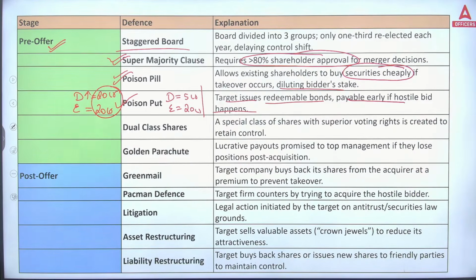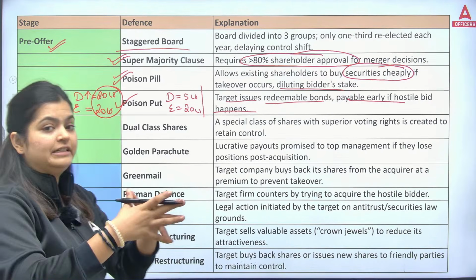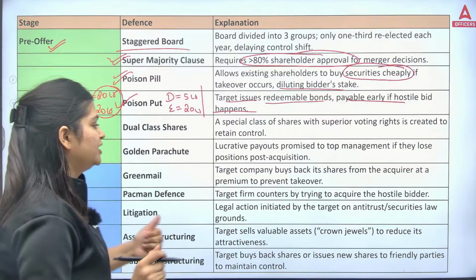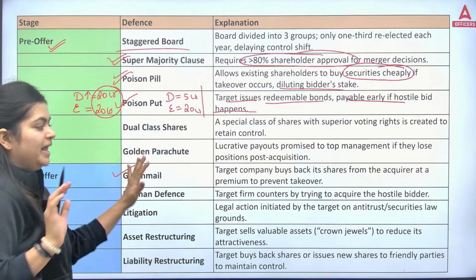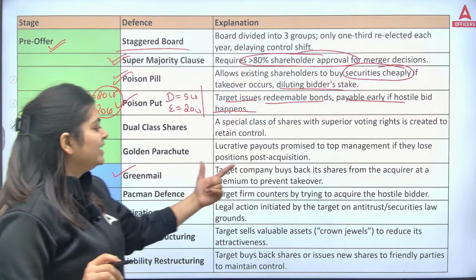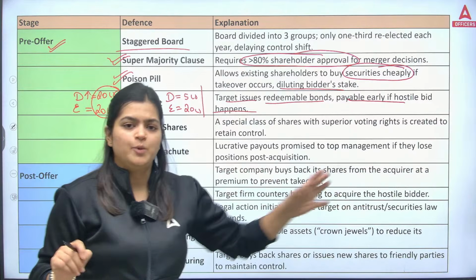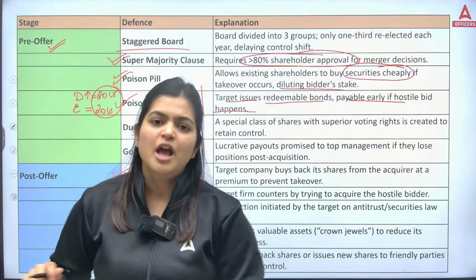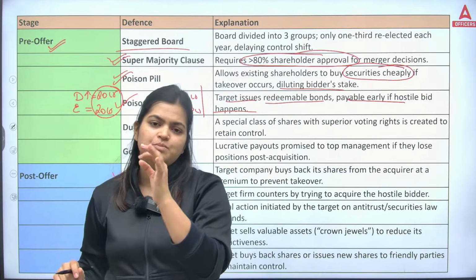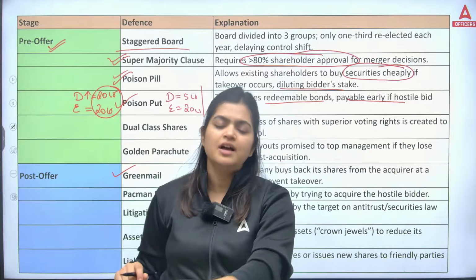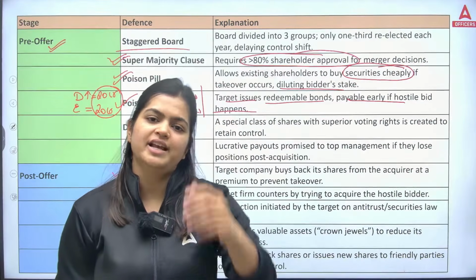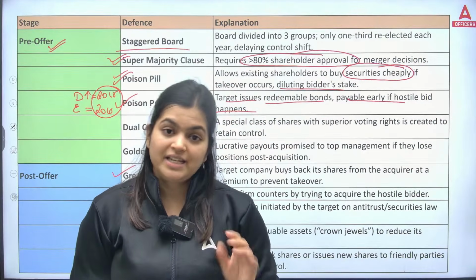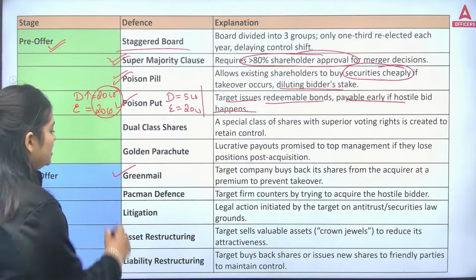Then after that we have post offer. Means what if someone already did this hostile takeover, then what are the options? First, greenmail. What you are doing, the target company buys back its shares from the acquirer. Let's say you have purchased my company shares in a hostile way, but now I'm saying, okay, you purchased my company shares for 10 lakh rupees, now I will give you 20 lakh rupees and you give my shares back. That is greenmail.